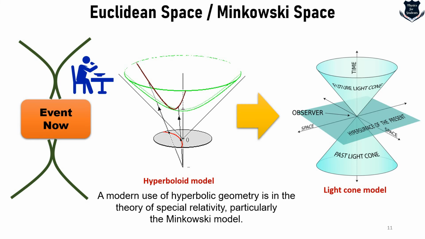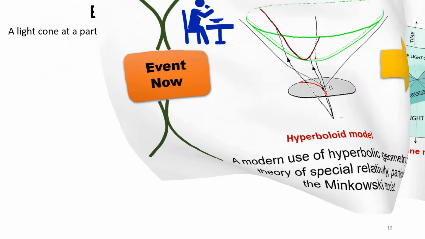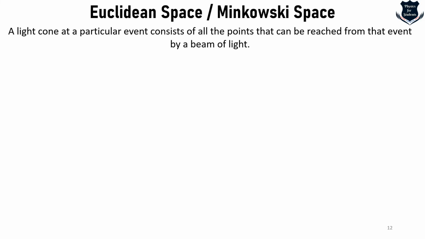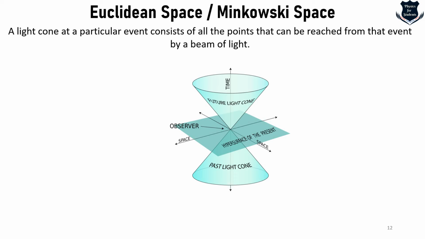So it doesn't just come out of nowhere. It is a kind of understanding that the event now, what will be the past, if you draw it, we found that it cannot be defined in flat space-time. And this hyperbolic geometry was invented long back, and pure mathematicians were working on something else in hyperbolic geometry. Essentially, it turned out this hyperbolic model fits very well with Minkowski space. So a light cone of a particular event consists of all points that can be reached from that beam of light. Let us see this beautiful structure.